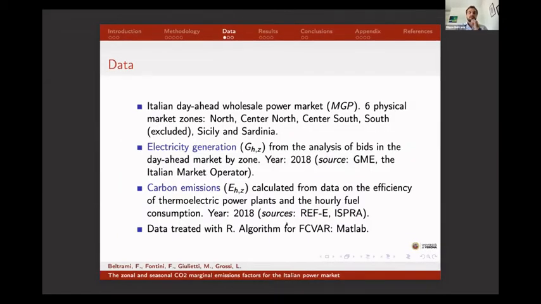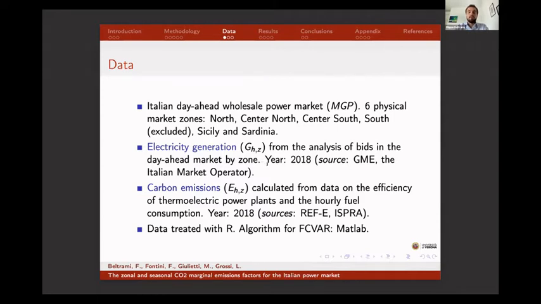So this is the description of the data we used for this analysis. We focus on the Italian day-ahead wholesale power market, which represents nearly 80% of the final scheduling of production of power plants in Italy. We exclude from the analysis the zone South, because in 2018 in Italy, the data for the polluting generators that were physically located in the south were kept apart in the limited production poles that I was mentioning before. So we do not have data about emissions for South, and we focus the analysis on the other five market zones. By the way, I should mention that North is the most representative one in Italy.